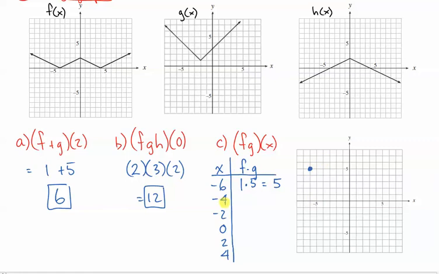Let's try -4. This is 0. This is 3. The result, 0. So -4, 0. At -2, I have 1 times 1, the result, 1. At 0, function f is 2, function g is 3. 2 times 3, or 6. At 2, 1 and 5. 1 times 5, 5. That's when I'm at 2.